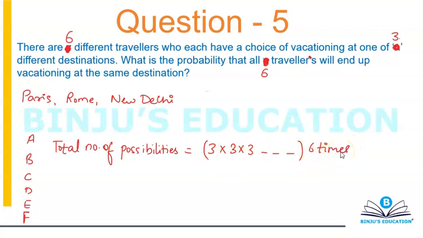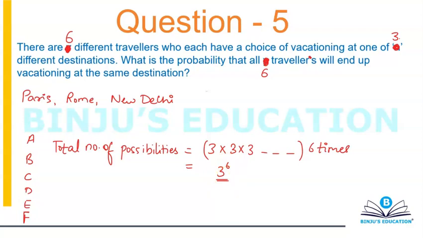This is again like flipping a coin. If you're flipping two coins, there are two possibilities for the first coin and again two possibilities for the second coin, so your total number of cases will become 2 into 2. In this case, it will become 3 into 3 into 3, six times. So as far as total possibilities are concerned, it will be 3 to the power 6.